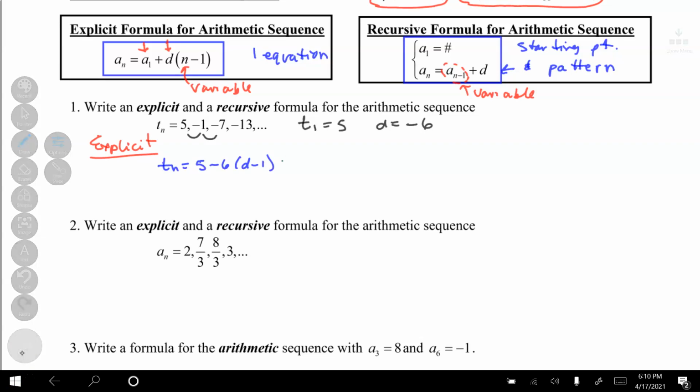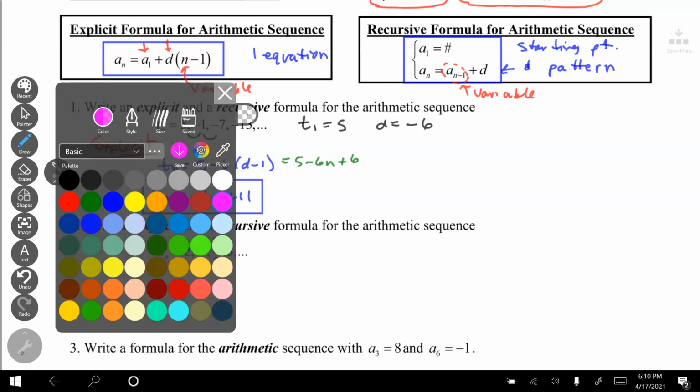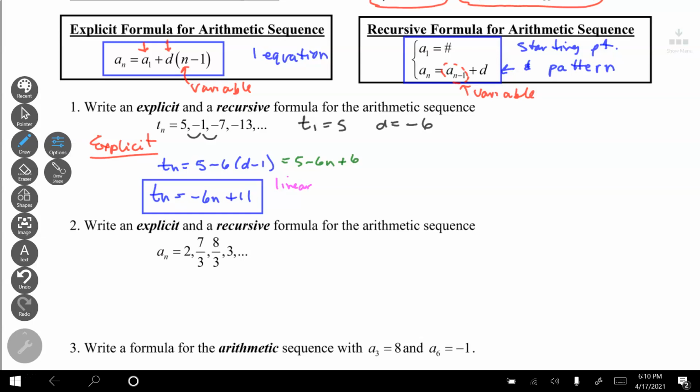I'm going to do some distribution here. I get 5 minus 6n plus 6. And then I'm going to clean it up. And I get t sub n is equal to -6n plus 11. And I look at this and I go, wow, that is a linear equation, which I said it would look like. And I have a slope equal to -6, and that just happens to be the D value. That's not by coincidence, that is by design.